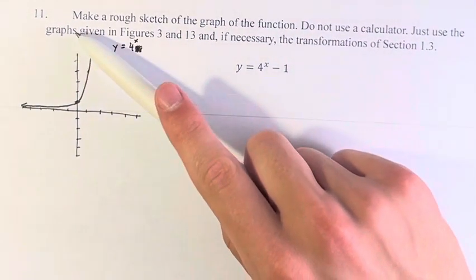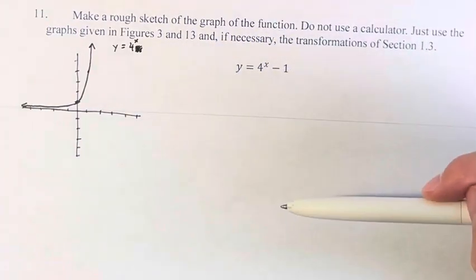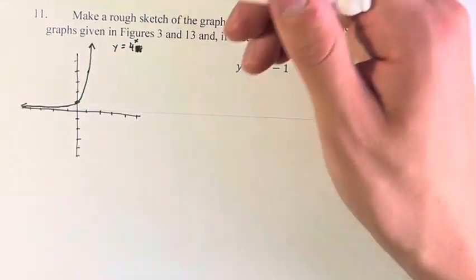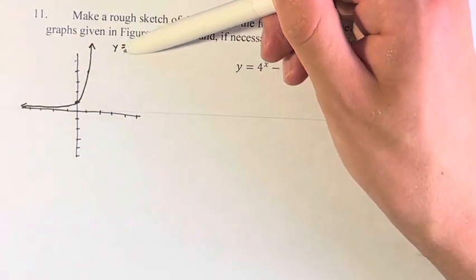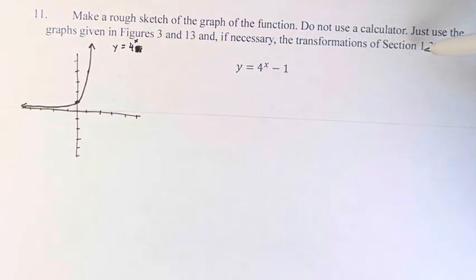In this problem, we're asked to make a rough sketch of the graph of the function y equals 4^x − 1. We are not going to use a calculator. Using the graph given in figure 3 and 13, here we have the graph of y equals 4^x, and if necessary, the transformations of section 1.3.